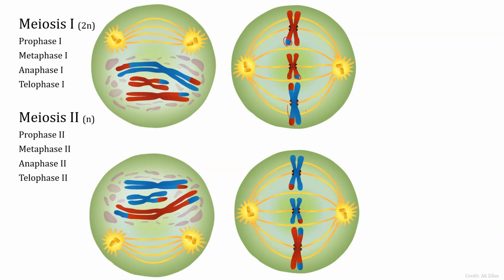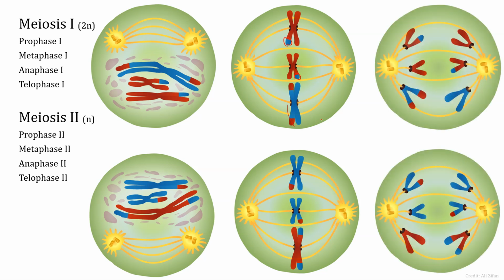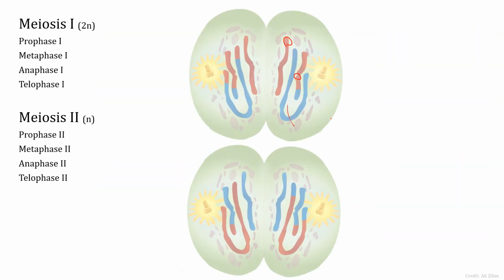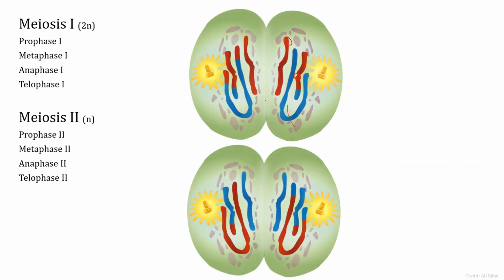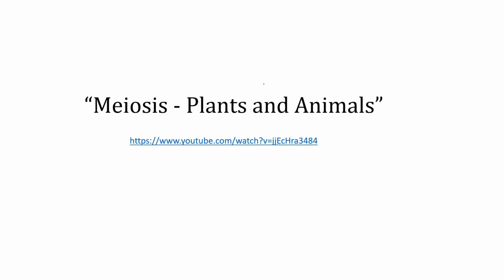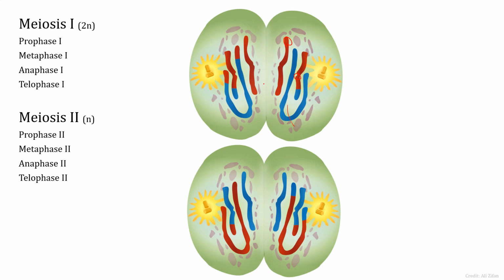Okay, and then basically just pulling the sister chromatids apart, and that will yield 4 cells, which are all haploid and have a single individual chromosome. No longer are they duplicated. Okay, so that is the process of meiosis.